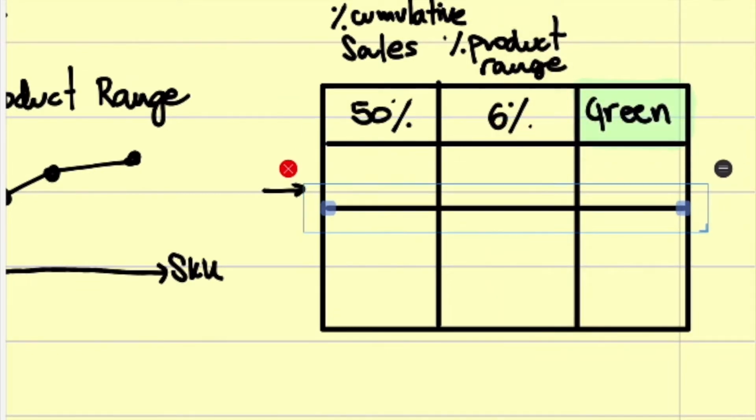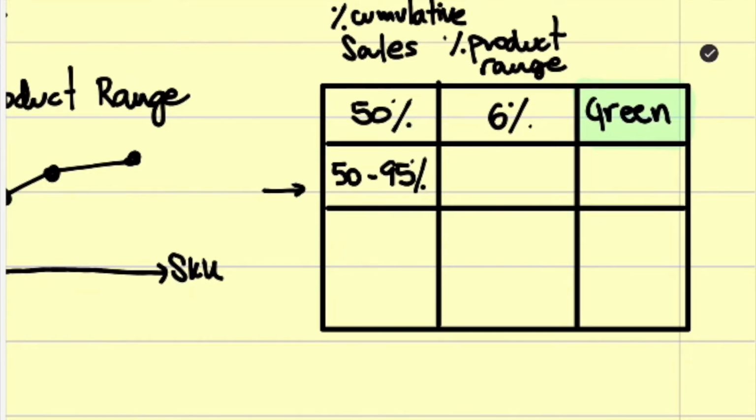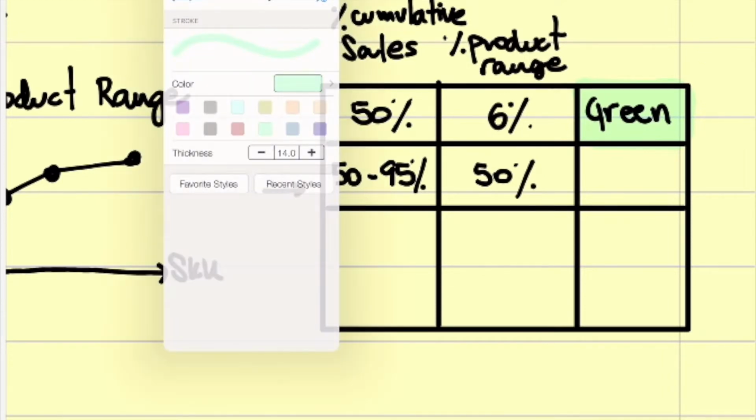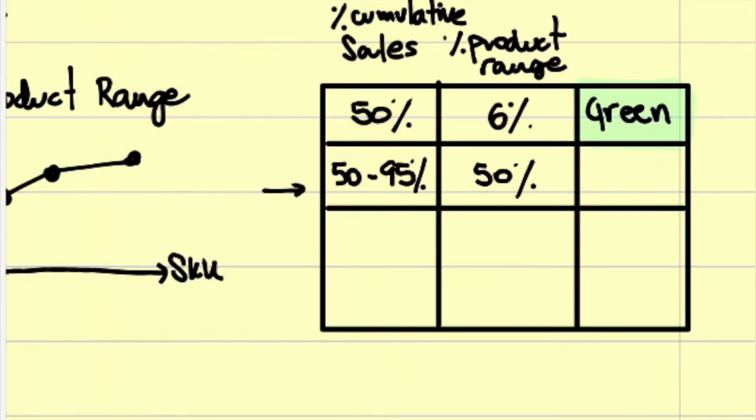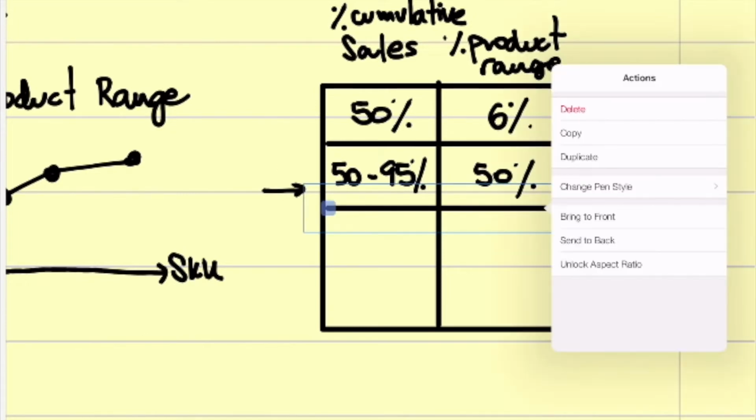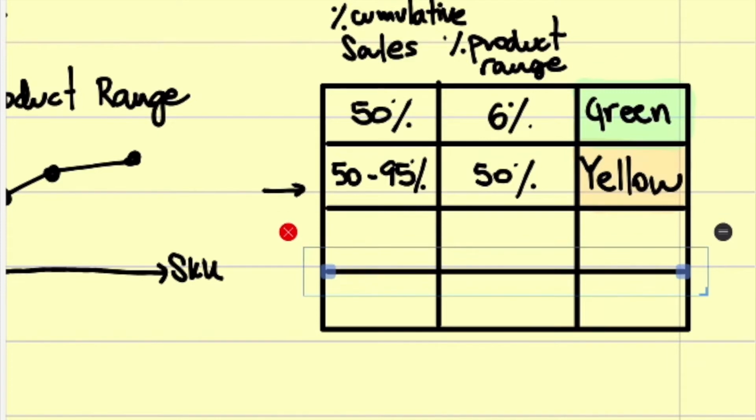From 50 to 95% of our cumulative sales represents around 50% of our portfolio. And this is going to be the yellow value stream. For the different value streams, we will have different strategies, okay? And this is basically the important part of the lecture today, not the Pareto. I assume you can do the numbers quite easily.